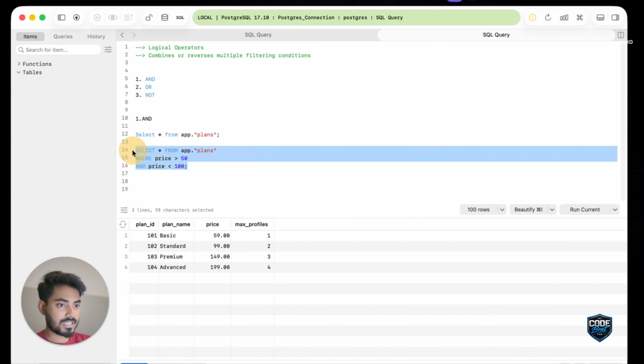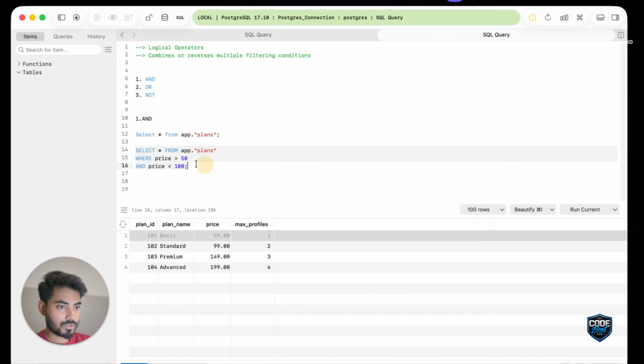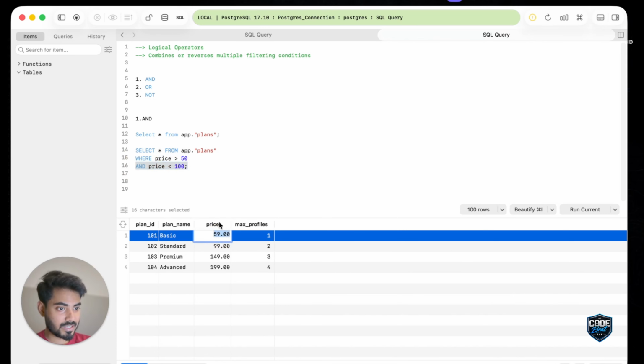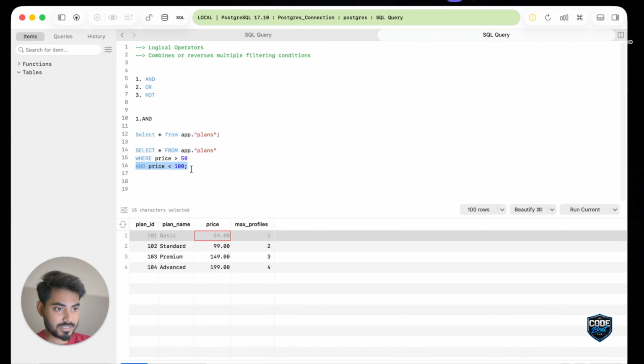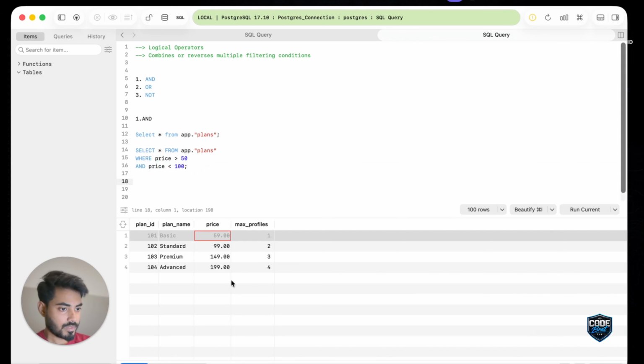When we run this, what data shall we get? Let's take the first row here, which has price 59. Is this price 59 greater than 50? Yes, it is greater than 50. So this condition will be true. What about the second condition? Is this price 59 less than 100? Yes, it is less than 100. So both conditions are true. That means this row will be included in the output.